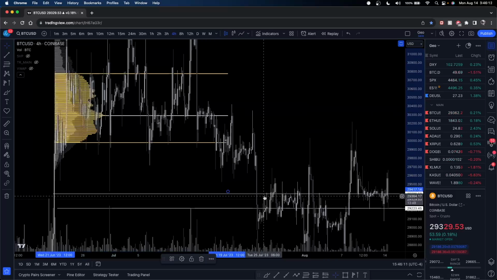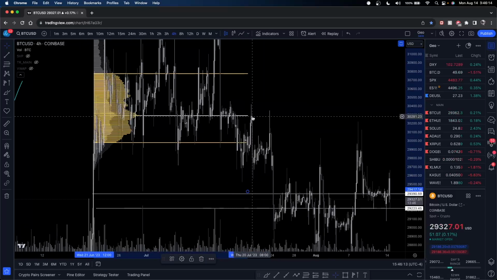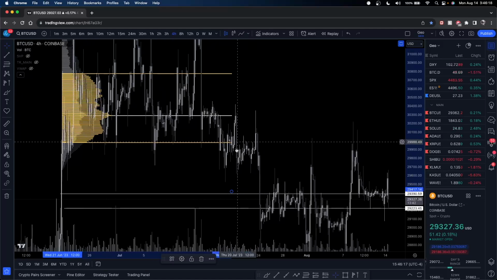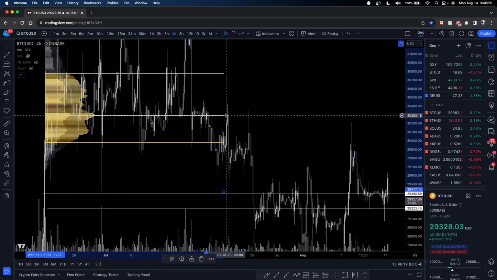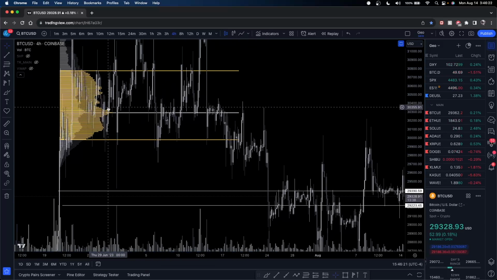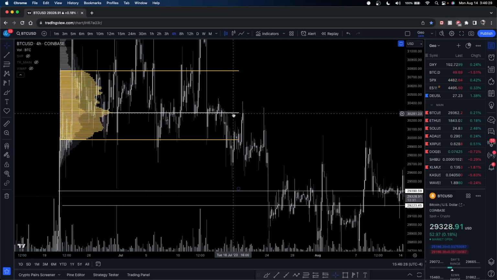Let's go here, right? We're getting some green dots. We don't know what's going on. We don't know what's going to happen next. We're getting some green dots. Okay, we get our pump. We tap our point of control, which happens to be the highest volume node within the range. Okay, that is your point of control. It is the highest volume node. So we hit that and then we reject from it because we have a high volume node.